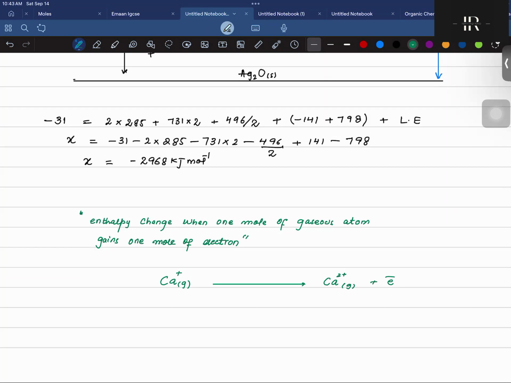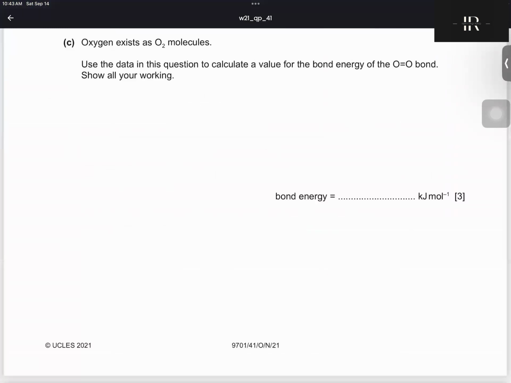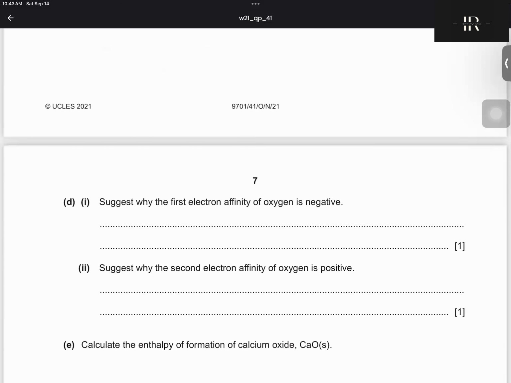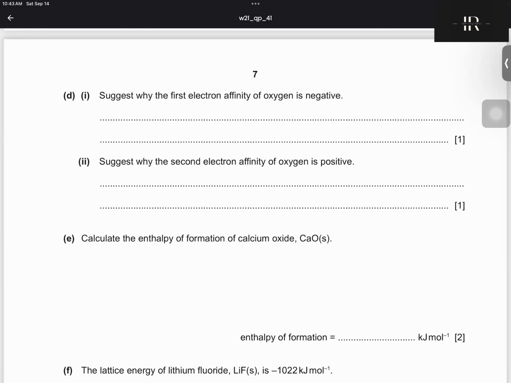See this. This is the Born Haber cycle. Okay, you would be making it. Now Subhan will tell me, suggest why the first electron affinity of oxygen is negative.